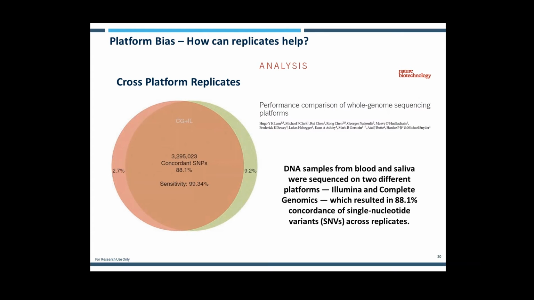And so in the data I've shown here, cross-platform replicates were compared. These DNA samples are from blood and saliva, and they've been sequenced on two different platforms, the Illumina and the Complete Genomics platform. This resulted in an 88.1 concordance of SNPs across these replicates. In another study that considered Illumina, Roche 454, and SOLiD sequencing, they observed 64.7 concordance. I think these two studies demonstrate the importance of considering the platform bias that you have in the pipeline that you've designed.